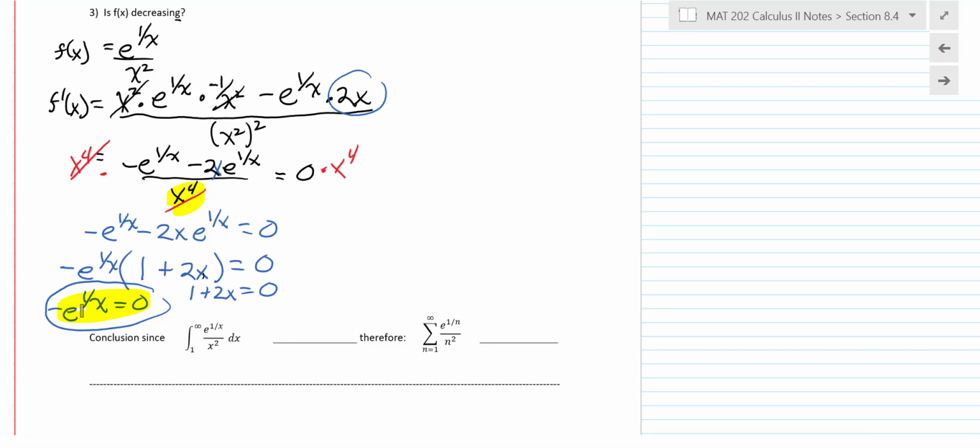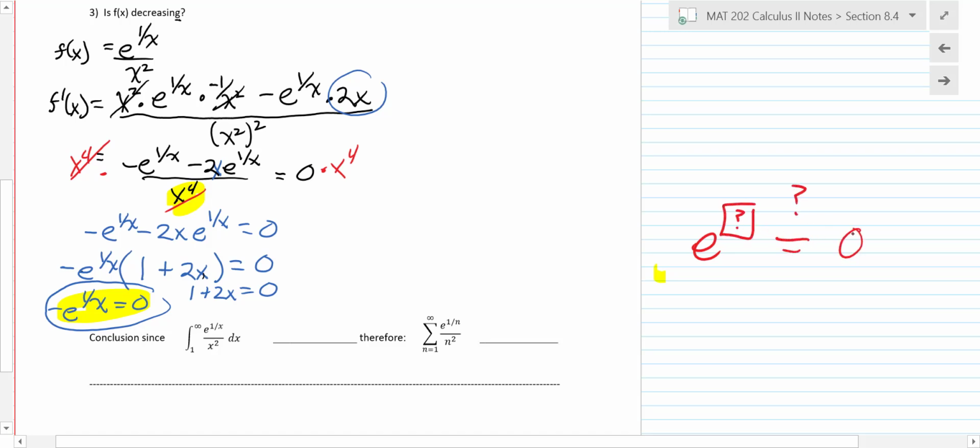Is there any value that you could plug in for x that would make that equal to 0? Think about it. If you have e to a power, that pops up a lot of times. So if you have e to any power, will that ever be equal to 0? No, no way. If you take any positive number or any negative number and raise it to a power, you'll never get 0. Never. Okay? So that one doesn't have a solution.